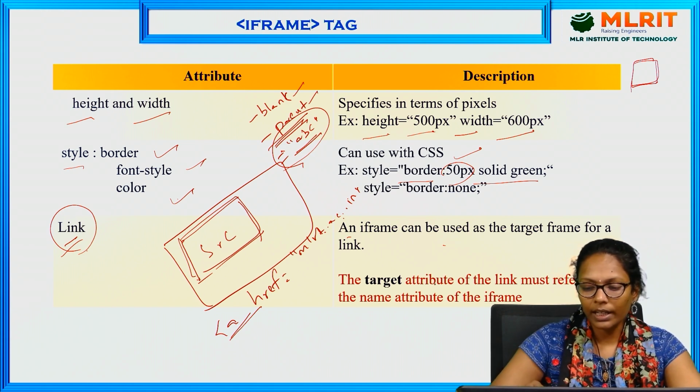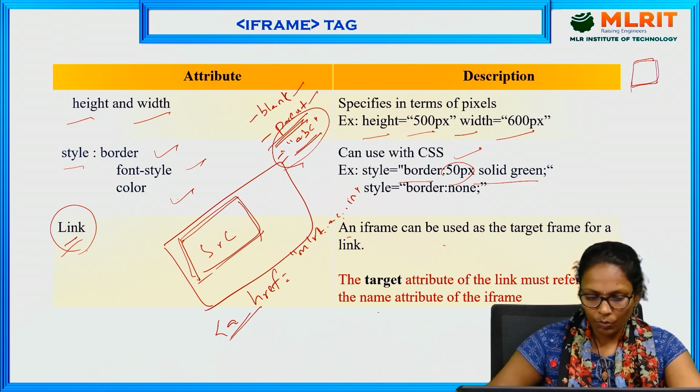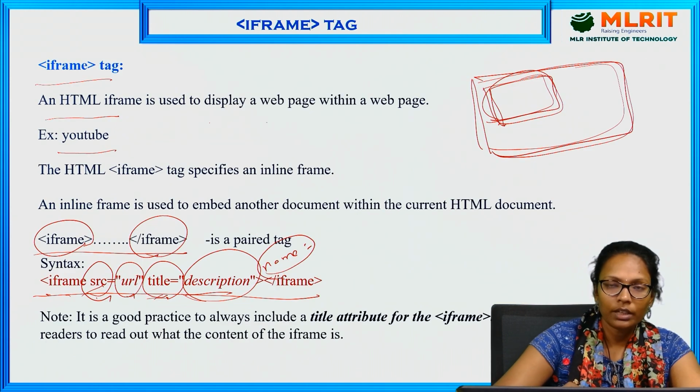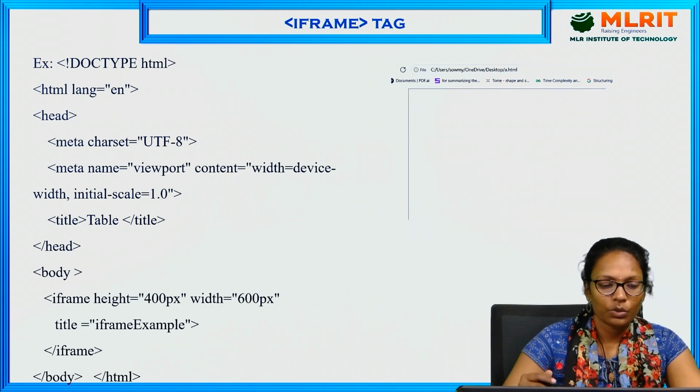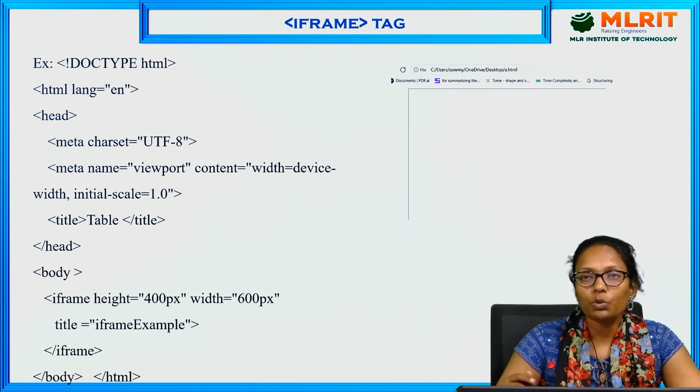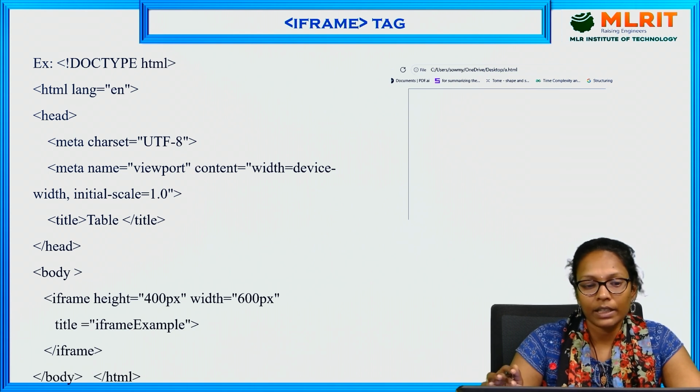See, the target attribute of the link must refer to the name attribute of the iframe. So for iframe, I need to mention the name also in this case. So this is a basic example. We are just creating an empty frame, but we are not displaying any content within that frame.